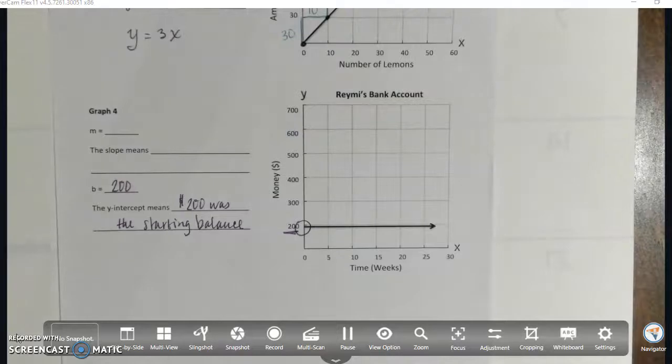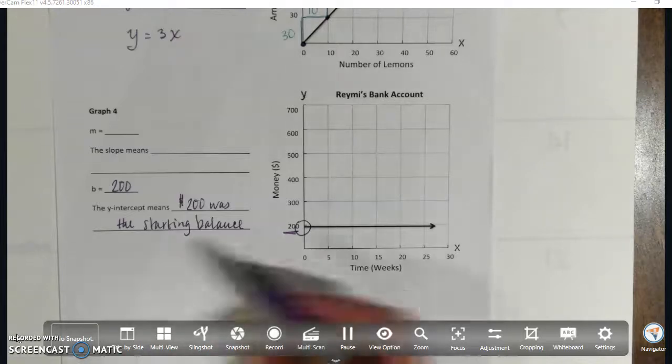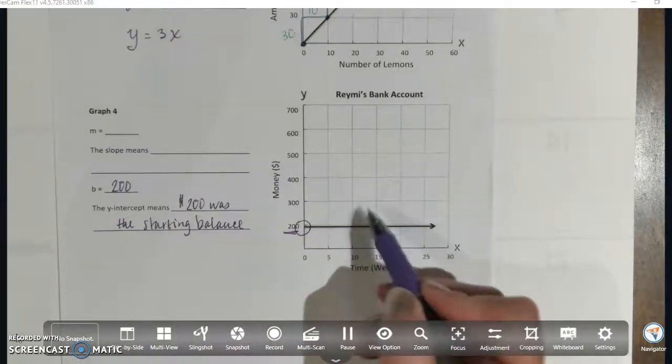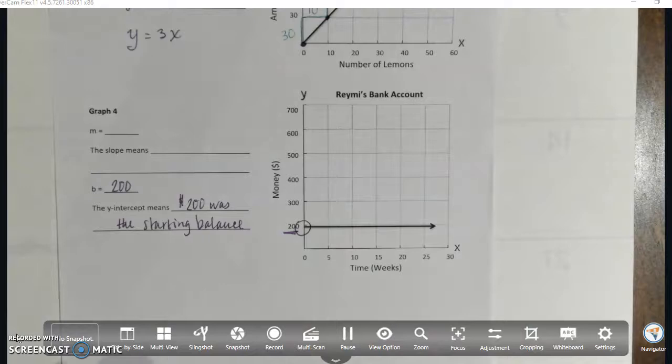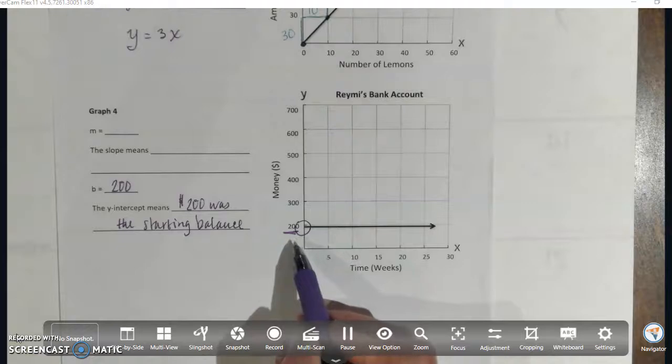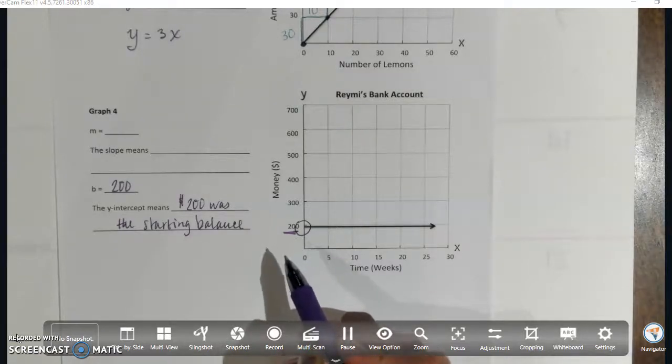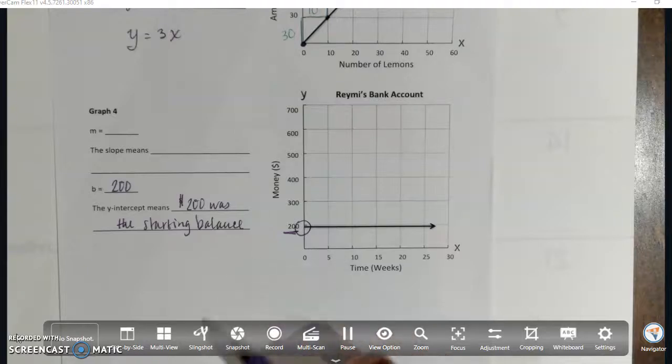However, we are seeing that as the weeks go, after 5 weeks, 10 weeks, 15, 20, 25 weeks, the balance of Remy's account has not changed. So you might say, well, what is happening? Well, if this person put $200 in their bank account, they're not putting any more. The money is just sitting. There is no increase in value or decrease in value.